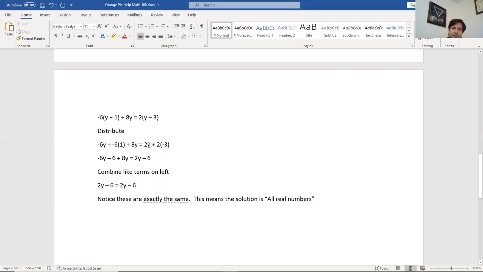2 times y is 2y, and then anytime you see a -3, that's basically a +2 followed by a -3. The minus goes along for the ride as a negative sign, and so that's going to be -3. So this is 2 times -3.